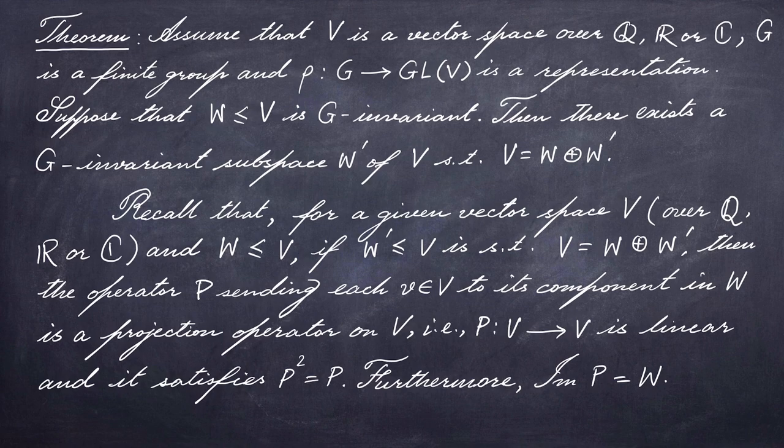If you remember from linear algebra, these subspaces are called complementary subspaces of W. So in view of this terminology, you can read the statement in this way: every G invariant subspace admits a G invariant complementary subspace. Before we begin the proof of this theorem, let me remind you of some facts from basic linear algebra, because we are going to use them in this proof.